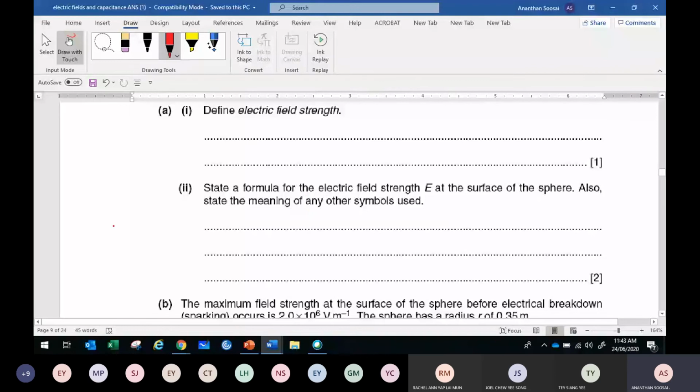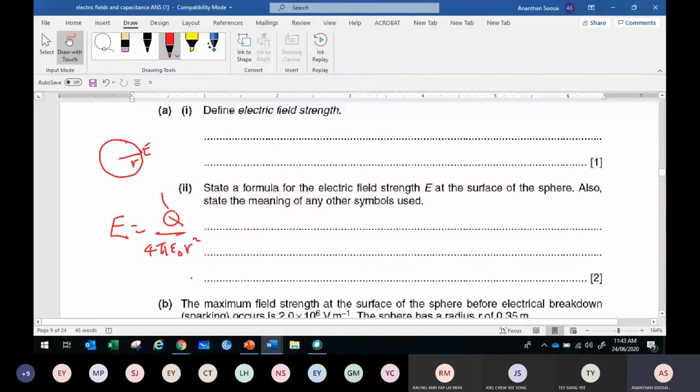Of course, the formula you must write is E equals Q over 4 pi epsilon naught R squared. Then you need to explain the symbols. Q is the charge possessed by the sphere. R is the radius of the sphere, because they want the E at the surface of the sphere. The radius is always calculated from the center of the body to the point. And epsilon naught is called the permittivity of free space.